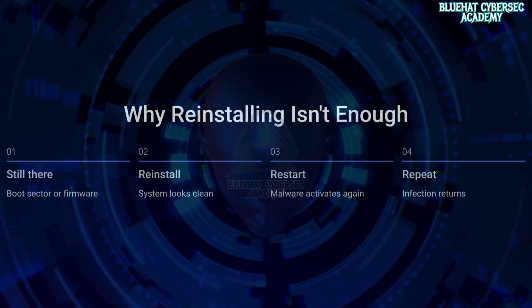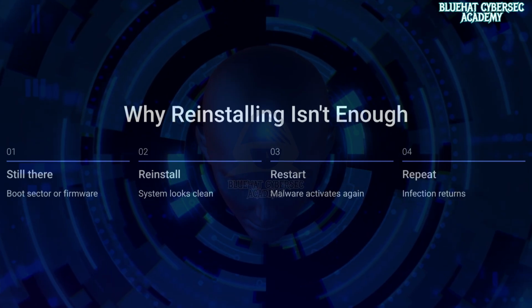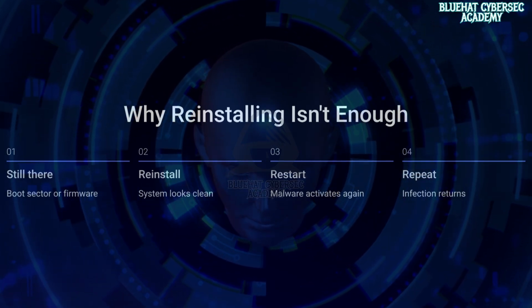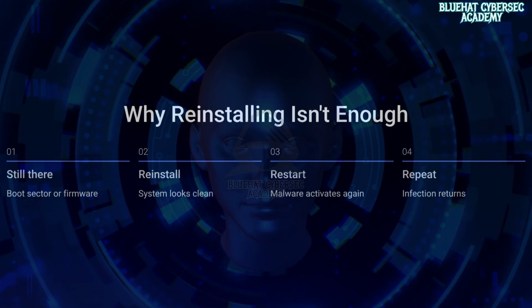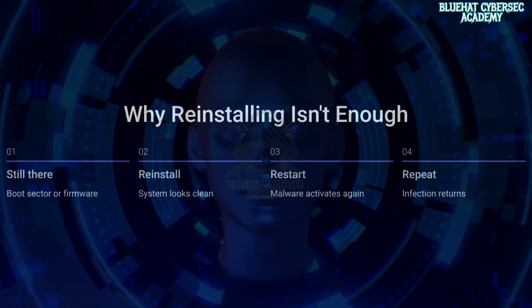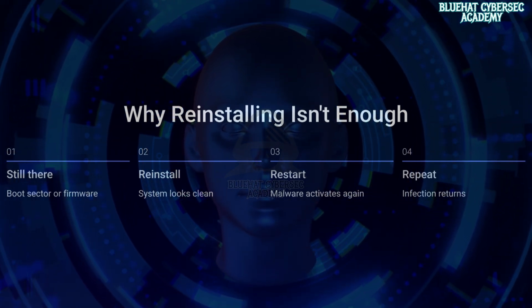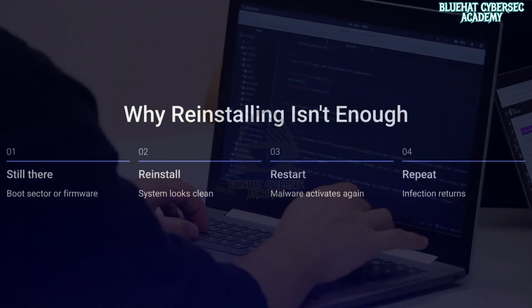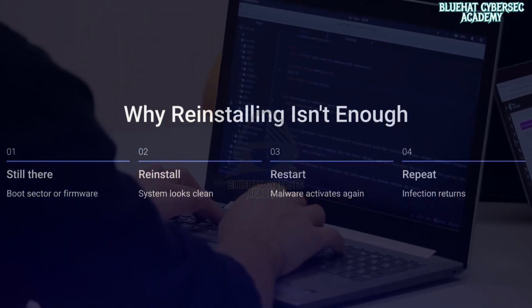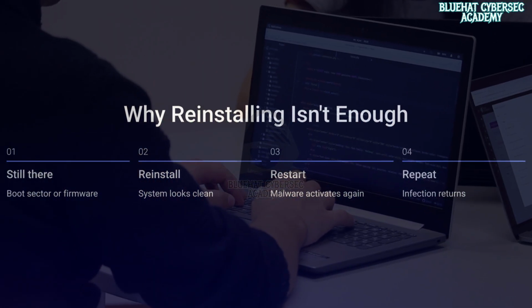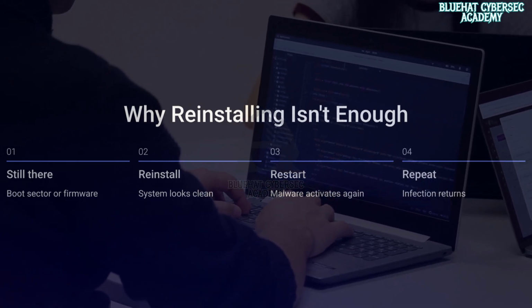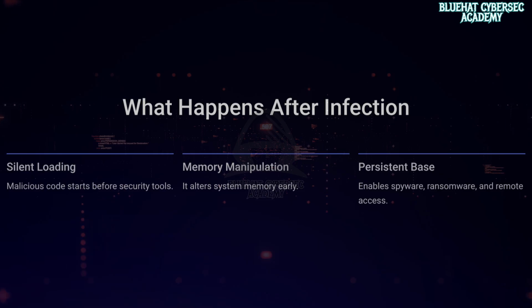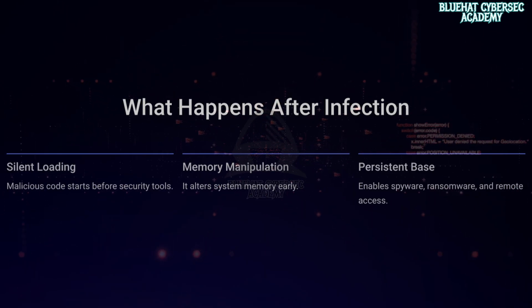Because it exists below the operating system layer, reinstalling Windows or Linux may not remove it. The malware can remain stored in the boot sector or firmware-level components, reactivating itself as soon as the system restarts. This creates a frustrating and dangerous cycle where the user believes the system is clean, only to see the infection return again and again.